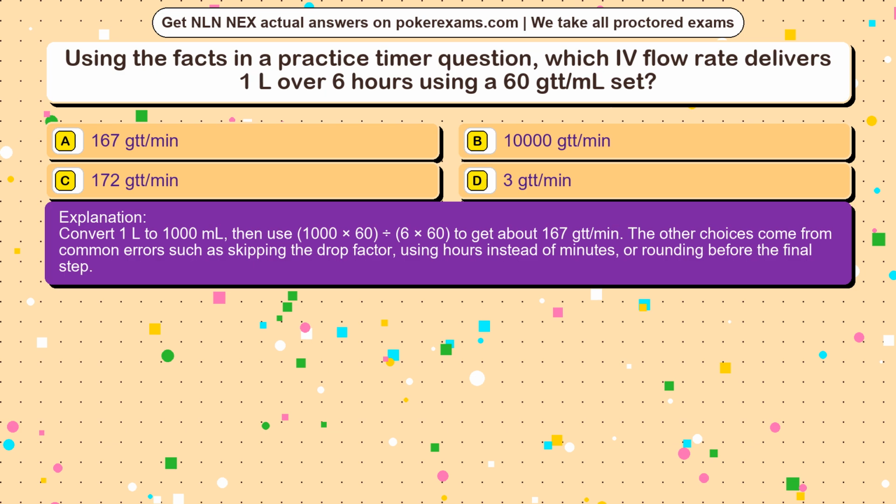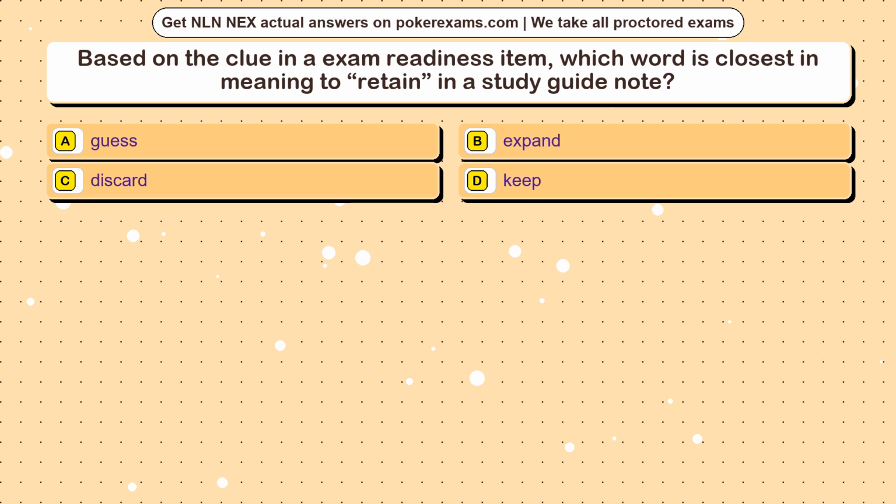Question 17. Based on the clue in an exam readiness item, which word is closest in meaning to retain in a study guide note? Option A, guess. Option B, expand. Option C, discard. Option D, keep.